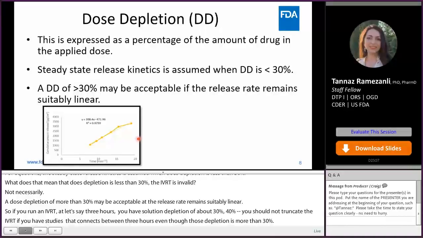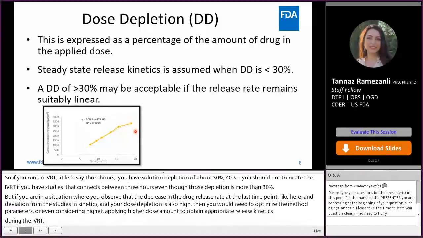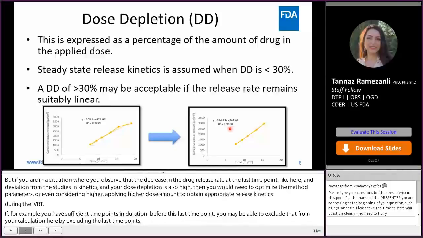And if, for example, you have sufficient time points and duration before this last time point, you may be able to exclude that from your calculation. Here, by excluding the last time point, we have improved the R-square value to 0.99 and have significantly increased the release rate.